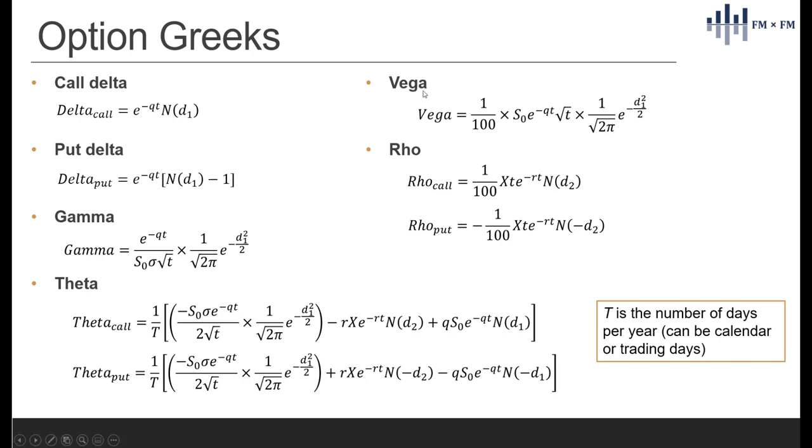Then there's vega, which is the change in option price when there's a change in volatility. And rho would represent the change in option price over a change in the risk-free rate. So all these Greeks are measures of sensitivities. Now, of course, the formulas will look a bit complex, but I will build this into the Excel worksheet.